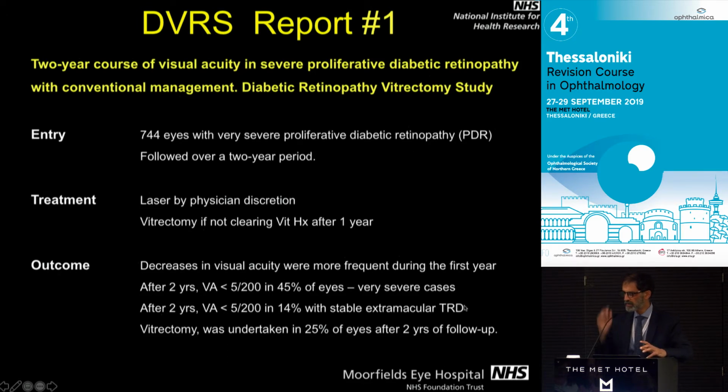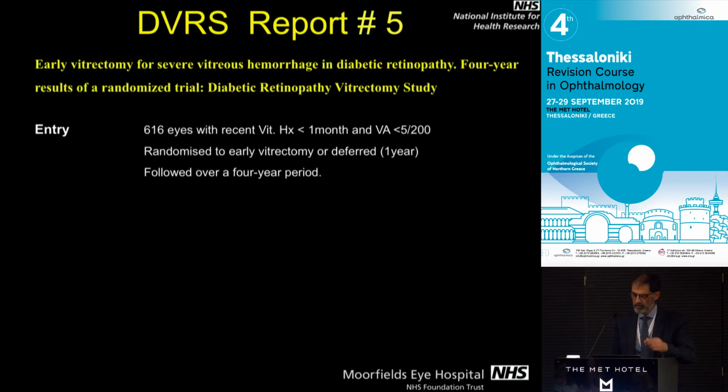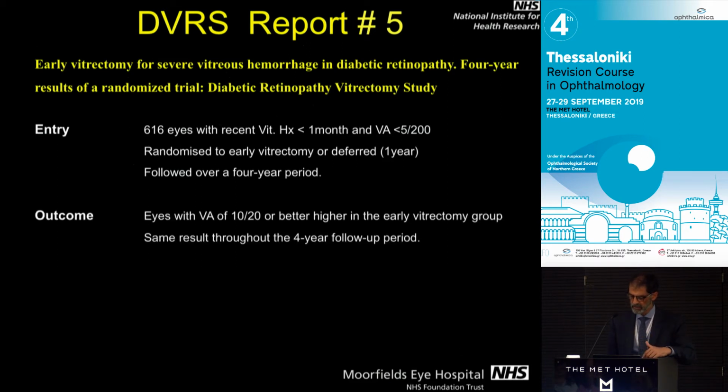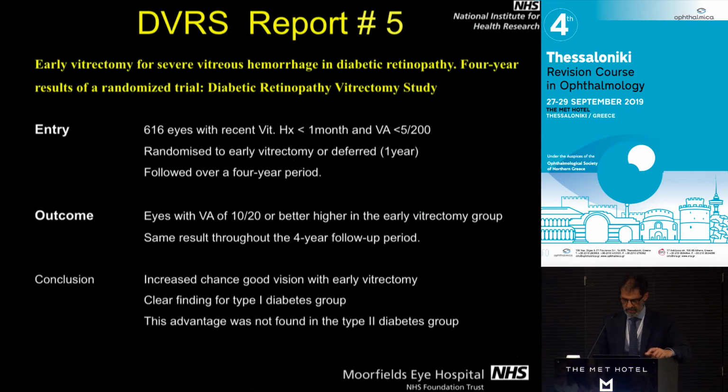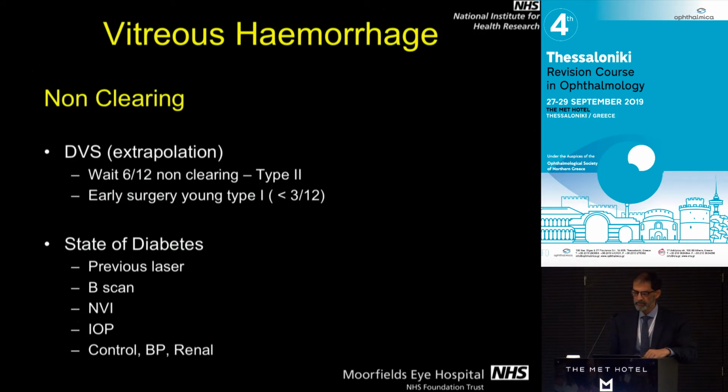So that's where you get this idea that you need to laser urgently, from DRVS report number 1, the natural history arm. Then report number 5 reported the outcomes from vitrectomy and laser. It demonstrated a significant reduction in severe vision loss from early vitrectomy in type 1 diabetics, and it was equivocal in type 2, although we routinely do vitrectomies for them if it hasn't cleared within 3 to 6 months. So that's the source of the data for clearance.